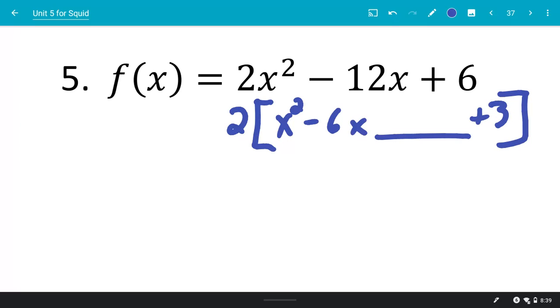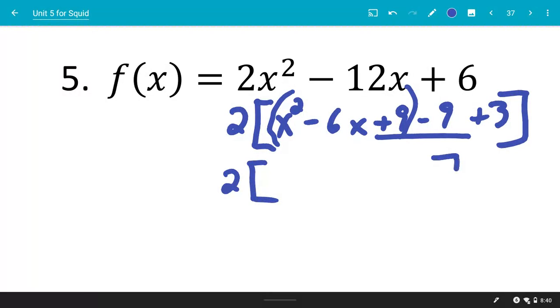So let's complete the square like we normally would. Negative 6 divided by 2 is 3. 3 squared is 9. So I'm going to add 9 and I'm going to subtract 9. Here is my perfect square trinomial, which I can factor. That 2 is just going to sit out here for now. Factor this perfect square trinomial to be x minus 3 quantity squared. And combine the 2 things on the outside. Negative 9 and a positive 3 is a negative 6.